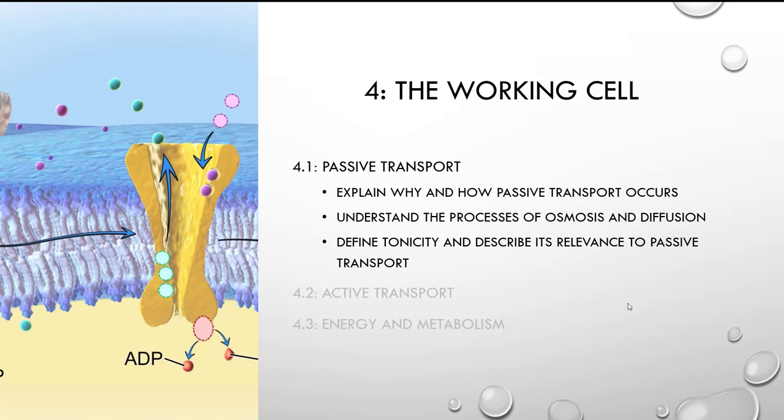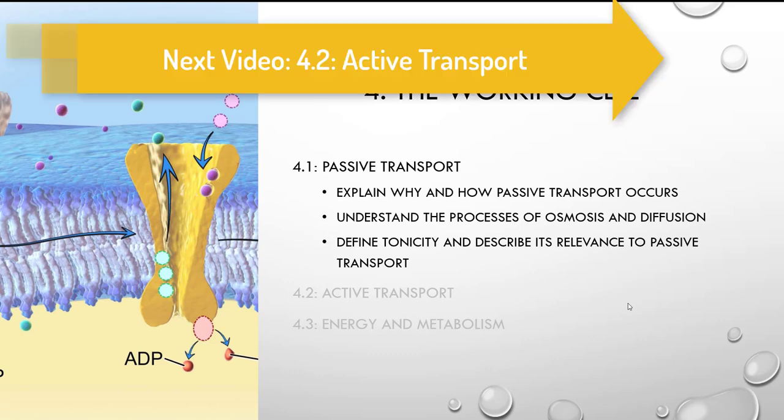Alright, so that's it for our first video on the working cell. So now that you understand passive transport, you should be able to explain why and how it occurs. You should also understand the process of osmosis and diffusion, as well as define tonicity and describe its relevance to passive transport. Okay? So in the next video, we're going to get into active transport.